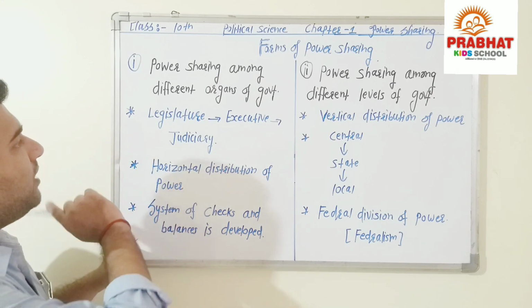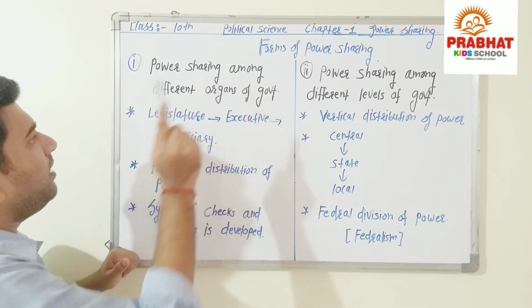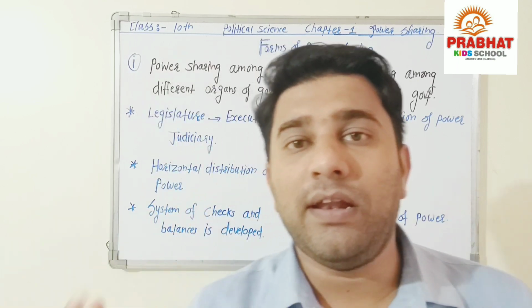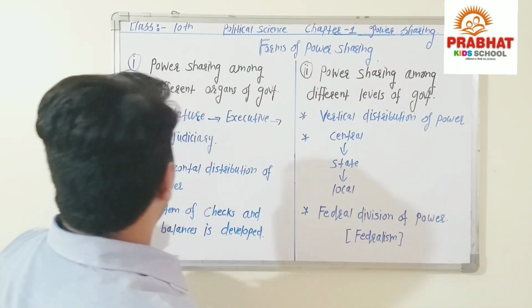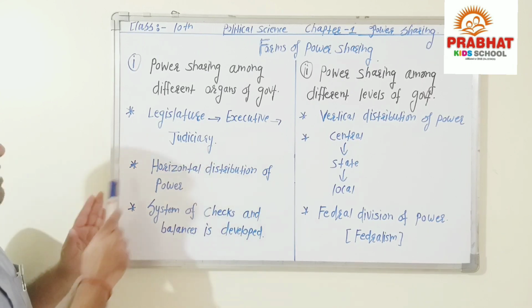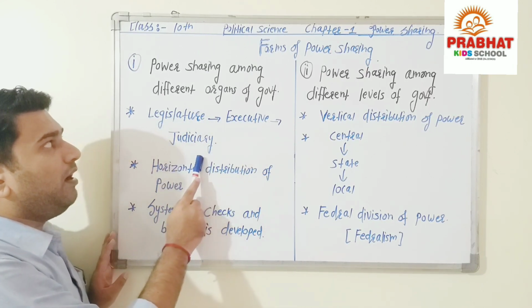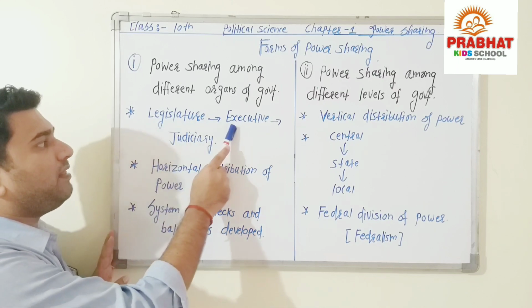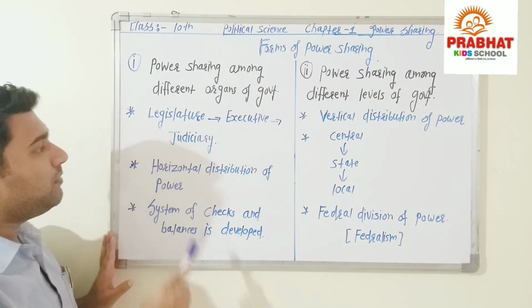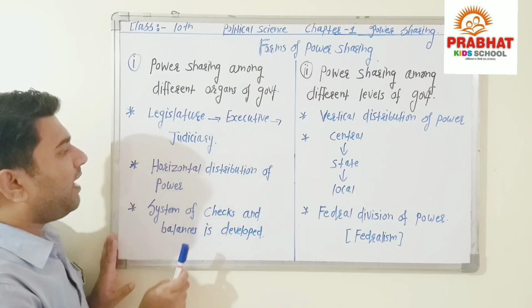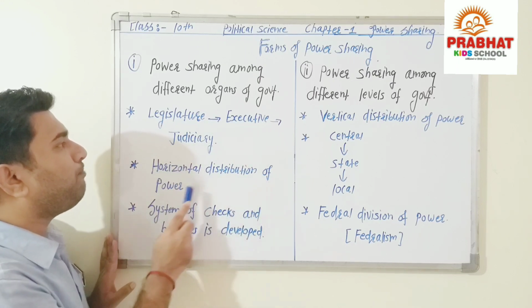First is power sharing among different organs of the government. We all know the organs of the government: legislature, executive and judiciary. This is power sharing in the horizontal manner. That's why we can say it is a horizontal distribution of power.